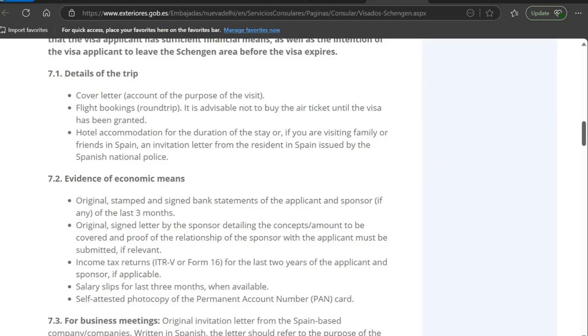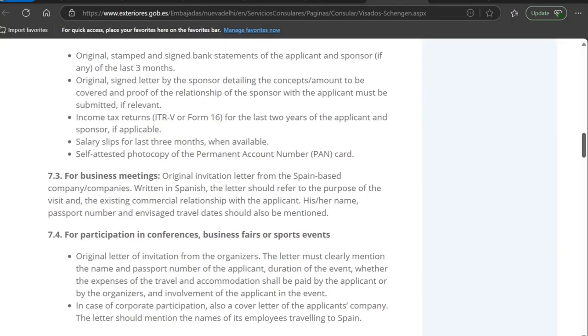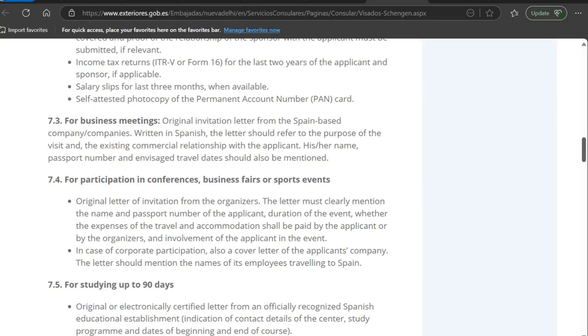So that is why I was telling you initially that based on your location, there could be additional documents and steps. Salary slip of the past 3 months when available or applicable. Self-attested photocopy of PAN card. This is for those who live in India and pay taxes there. For business meetings, there are other requirements. For studying up to 90 days, there are different things.